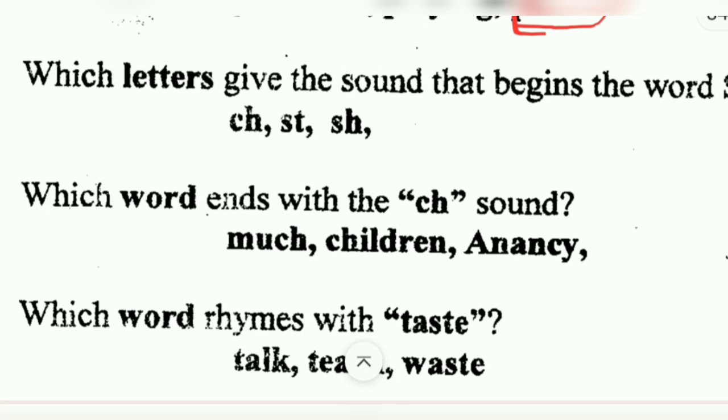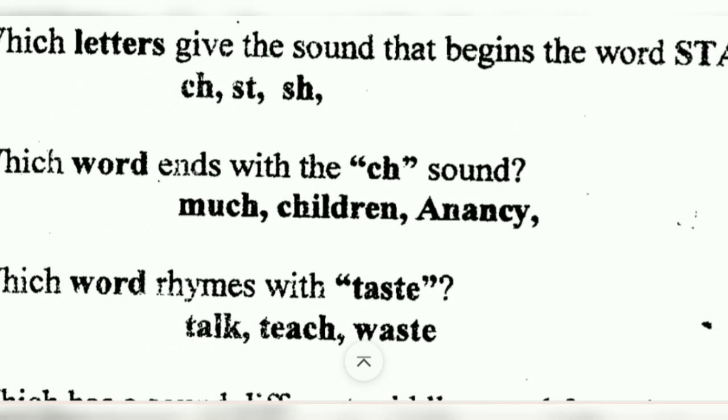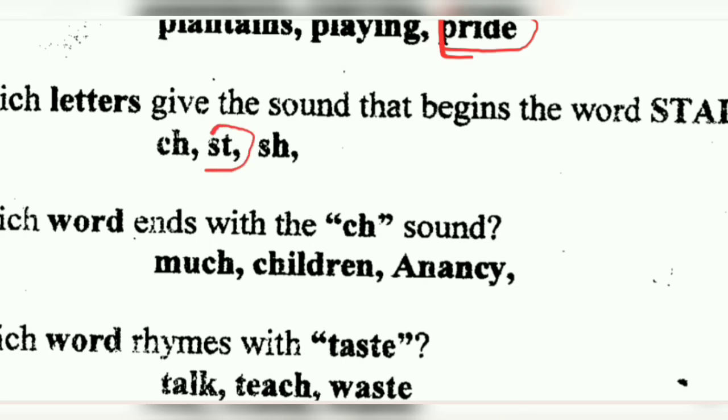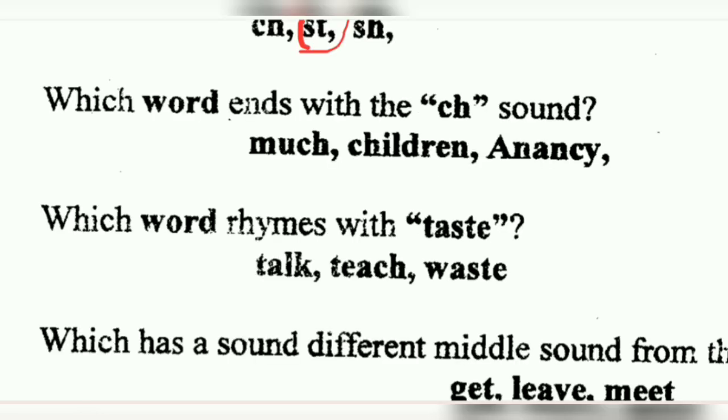Moving down to the second one, it says which letters give the sound that begins the word stalls. And here you have it. So all of these are basically giveaway up front. It's ST. We don't even see ST beginning stalls. Next one, which word ends with the CH sound? Ch, ch, ch. That's the CH sound. First word is much. Second word is children. And the last word is Anansi. So which one are you hearing the ch at the end? Much, children, and Anansi. Alright, louder man, good job, it's in much.